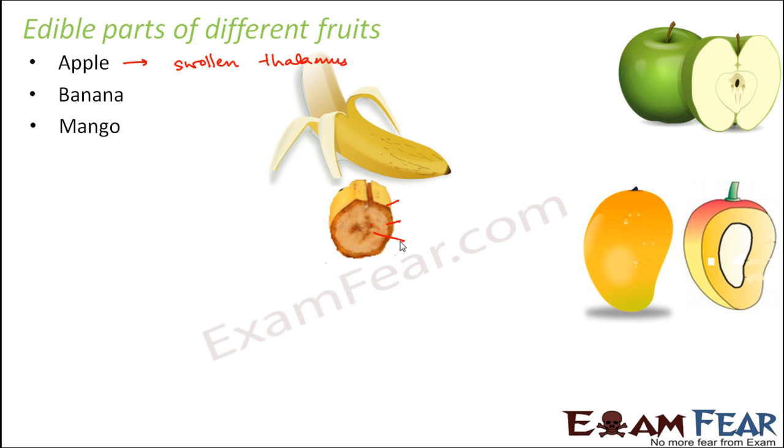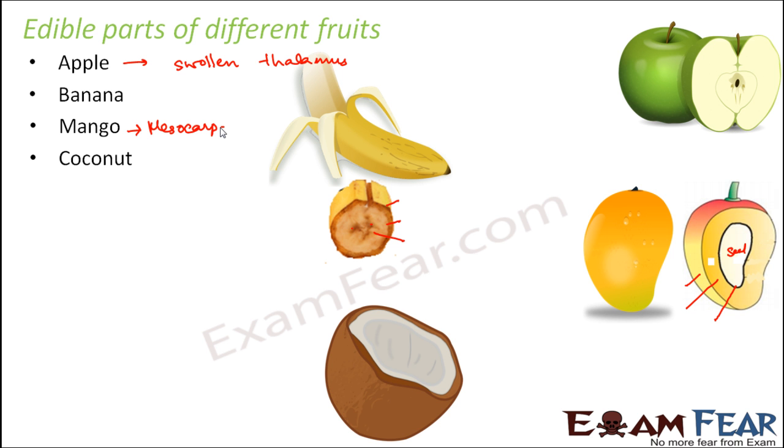Talking about mango, which is the edible part? The outermost layer which we generally peel off when we eat mango is the exocarp. The middlemost layer which is fleshy, which we actually eat, is the mesocarp, and the innermost layer is the endocarp, and inside that is the seed which is very hard and which we throw away. So the layer just outside the seed is the endocarp, and the fleshy layer which we eat is the mesocarp. So in this case the edible part is mesocarp.